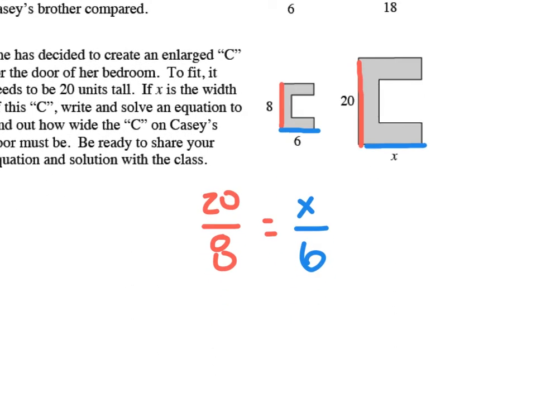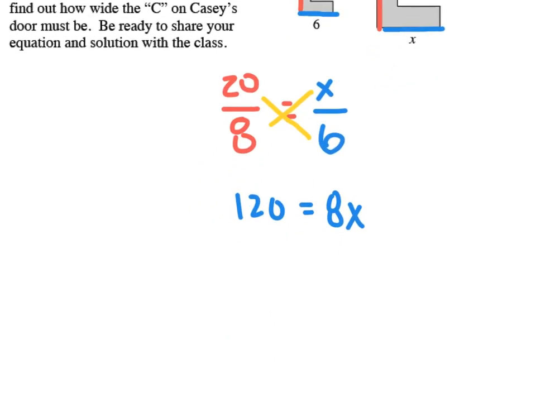So what I have now is an equation, and I can use some cross multiplication in order to solve it. I'm going to multiply across the equal sign as such to get rid of the fractions. When I do that, 20 times 6 is 120, and 8 times x is just 8x. Now I can simply solve for x by dividing both sides by 8. Doing so, I get x all alone. I get that x is equal to 15.